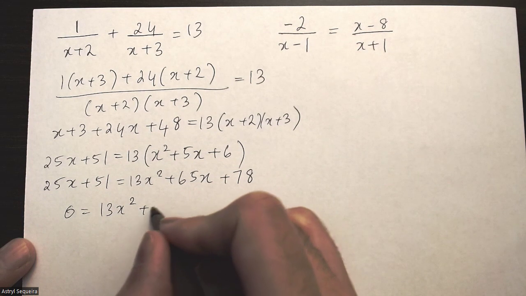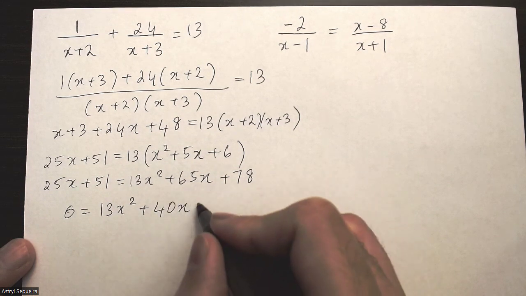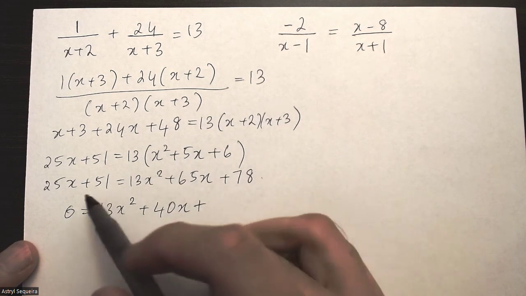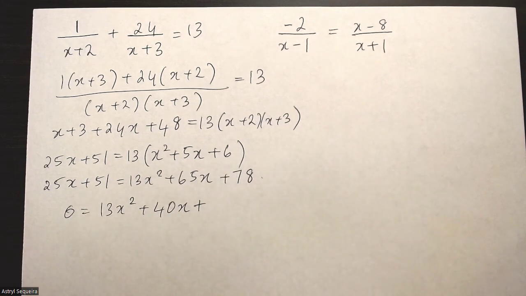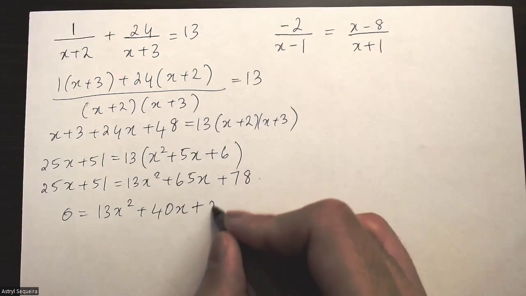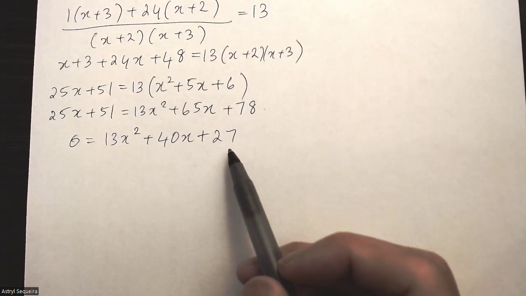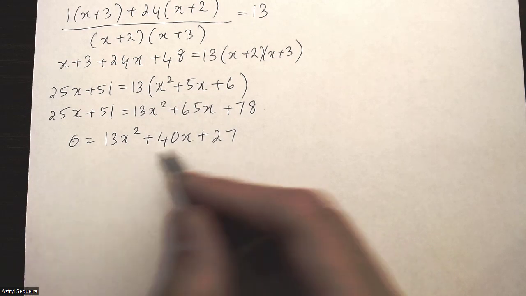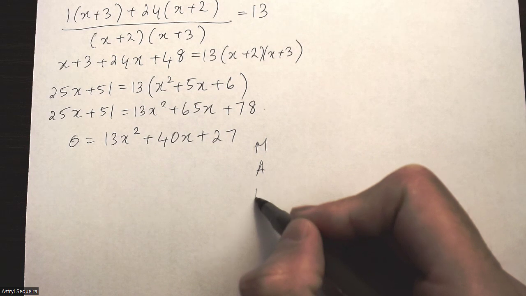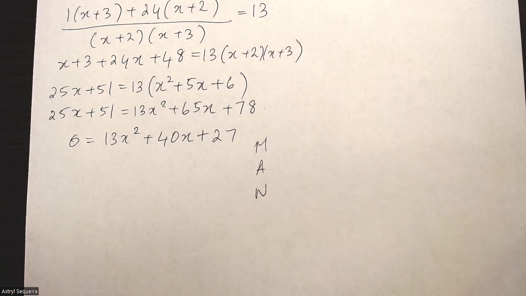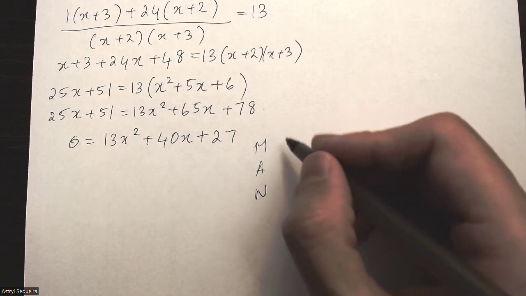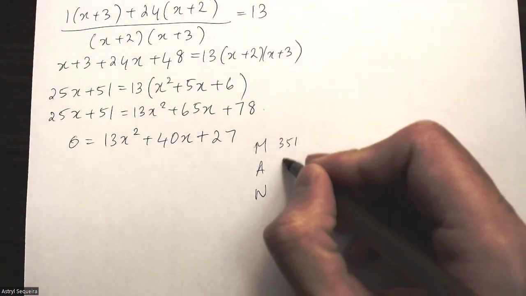I'll move these two to this side and combine like terms. So 13x squared plus 40x plus 78 minus 51 is 27. And then this looks pretty hard to factor with my man method. Could be 13 and 27. Oh yeah, it looks like it's probably 13 and 27, but let's do the man method, why not? Looks like it's kind of possible. So 13 times 27 is 351. My B is 40.